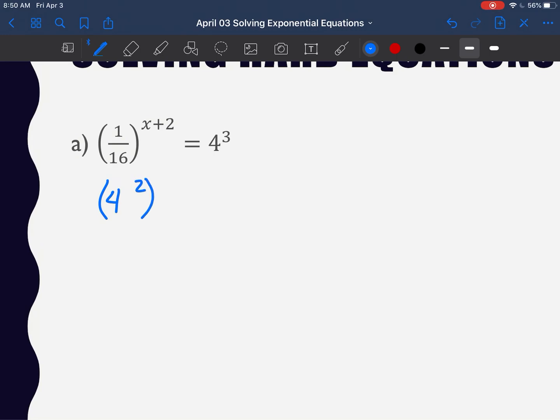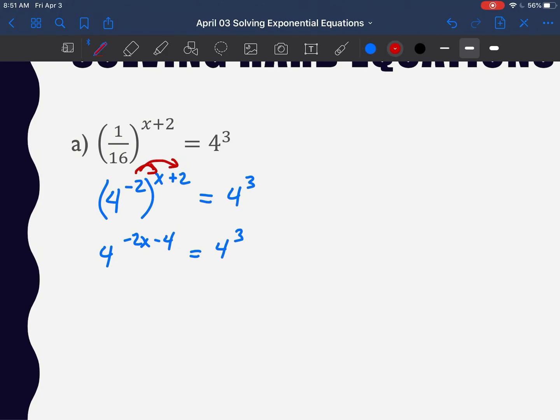And then what do we do whenever it's a fraction? We make the exponent a negative. So now that takes care of the left side. The right side's already a 4, so we can just leave it. And then can't do anything yet until we get rid of the parentheses. So make sure you do the distributive property. So this would be 4, and negative 2 times x is negative 2x. And negative 2 times 2 would be negative 4. Right side stays the same.